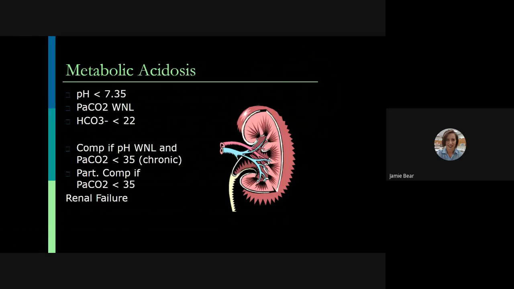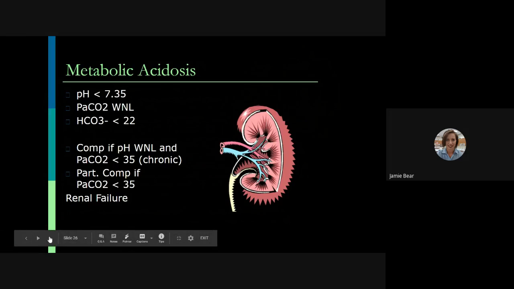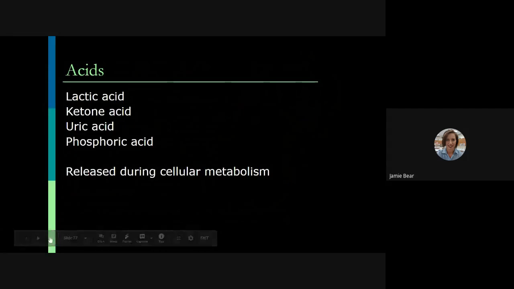The most common etiology or cause of metabolic acidosis is renal failure. Now, we are going to elaborate a bit on metabolic acidosis.